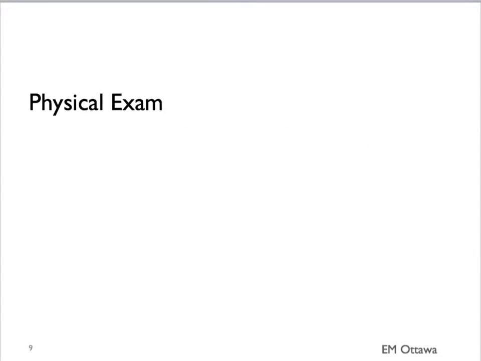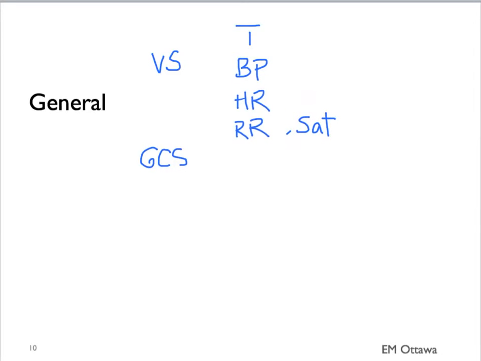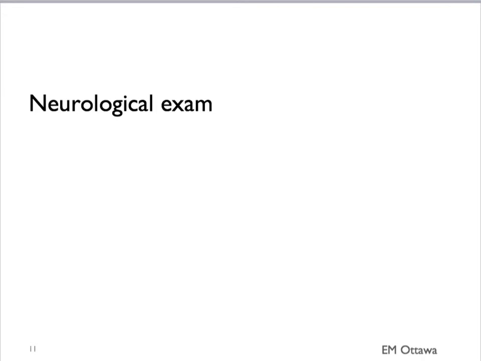On physical examination, we'll look at the vital signs, the GCS, and focus on the neurological exam. For the vital signs, we will look at all of it, including temperature, blood pressure, heart rate, respiratory rate, and O2 sat. We would also calculate their Glasgow Coma Scale. A full neurological examination should be done.